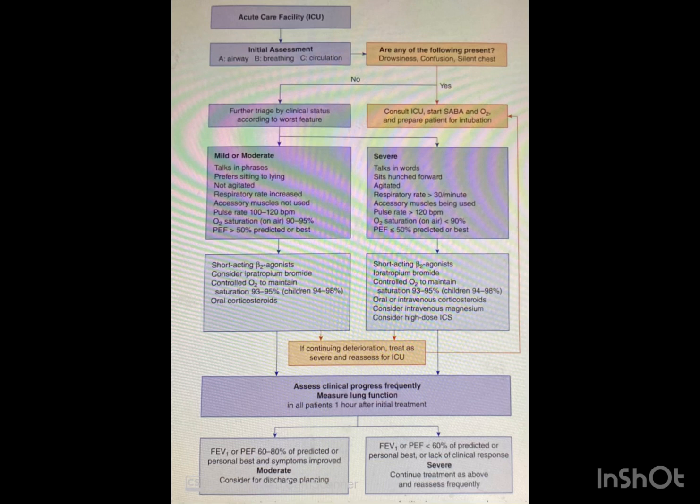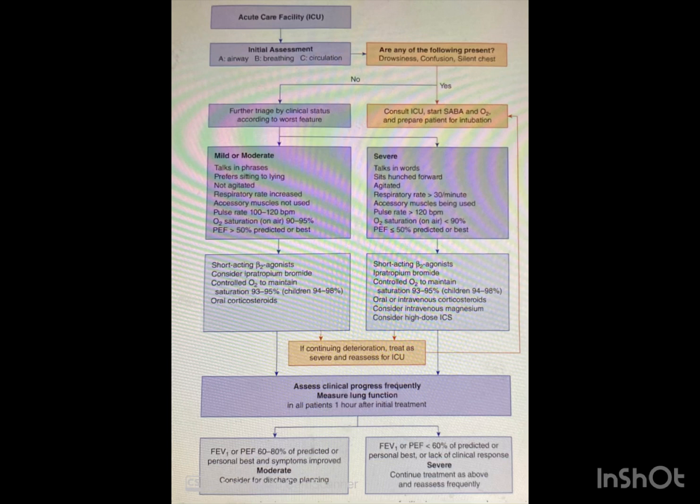In case of mild to moderate, we will start a short-acting beta-2 agonist, consider ipratropium bromide and also controlled oxygen to maintain the saturation at 93 to 95%, and oral corticosteroids. While in case of severe, along with all these, short-acting beta-2 agonist, ipratropium bromide, controlled oxygen to maintain the saturation at 93 to 94%, oral or IV steroids, we will consider IV magnesium sulfate and consider high-dose inhaled corticosteroids. If continuing deterioration, treat as severe and reassess for ICU.